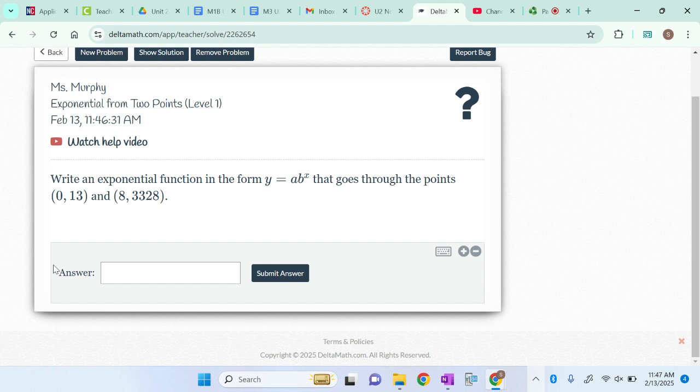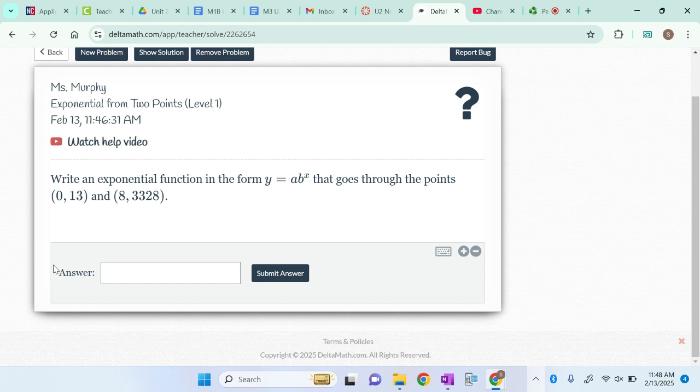The easiest way to do this is figure out what you need to add to get from 0 to 8. So what do I need to add to get from 0 to 8? 8. Just do plus 8. That's how many steps we do. Now, I want you to figure out what number we need to multiply to get from 13 to 3,328. So in your calculator, how would you do it? Just do 3,328 divided by 13, and that would be 256.